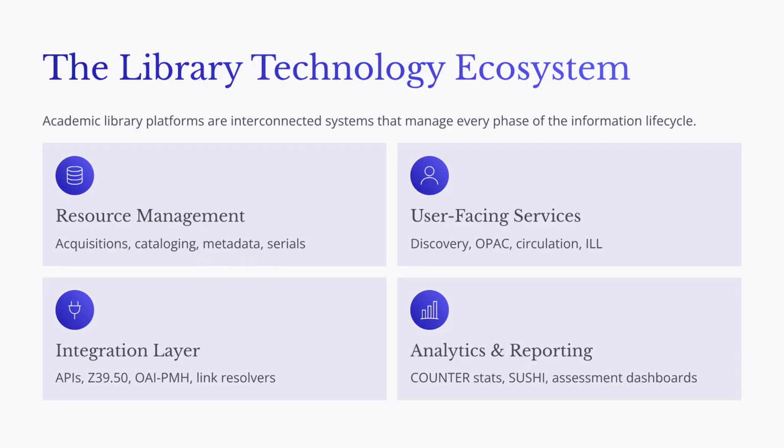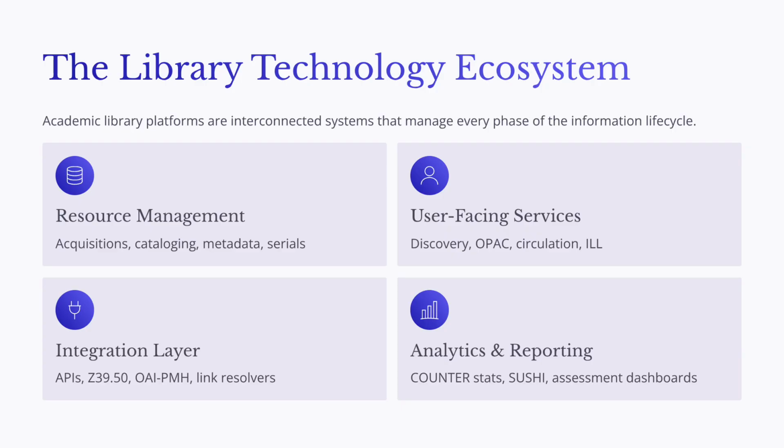Second is user-facing services, the discovery layer, the catalog, circulation, interlibrary loan. This is what your patrons actually see and touch. Third is the integration layer. Libraries do not run on one system, they run on several, and those systems need to communicate. That is where standards and APIs live. And fourth is analytics. Libraries have to demonstrate value, justify budgets, and make data-informed decisions. Usage statistics, assessment dashboards, COUNTER reports, all of that falls here.